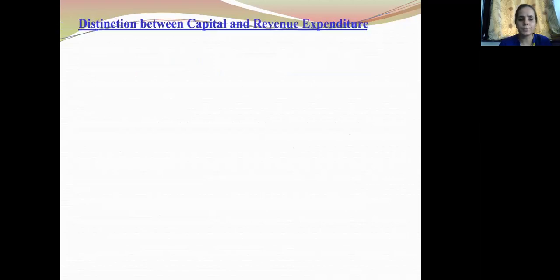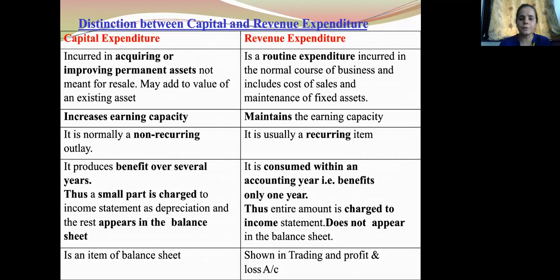Now, student, please look at these points, which will give you some more idea about how you can distinguish capital and revenue expenses. As I had already mentioned, capital expenses are for acquiring or improving a permanent asset, and revenue expenses are routine expenses. Second important point is capital expenses increase the earning capacity of the business, whereas revenue expenses maintain the earning capacity. One more important distinction I had already mentioned: capital expenditure is non-recurring in nature, whereas revenue expenses are recurring in nature.